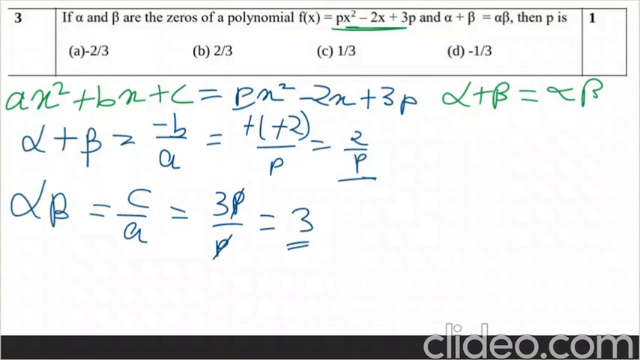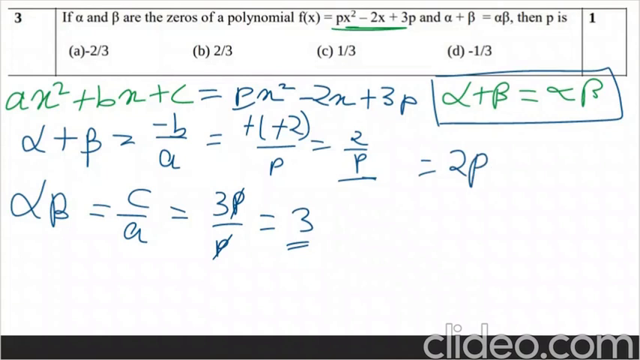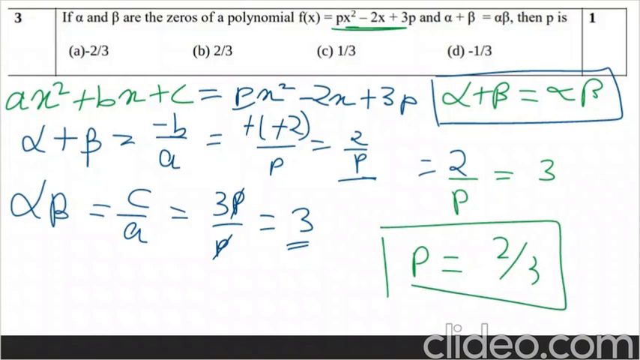Correct. Now, given that alpha plus beta is equal to alpha beta, so what will be my answer? It's 2 divided by p, right? Yeah. 2 divided by p will be equal to 3. So, what will be my value of p? p will go over, 2 will go over there, it will come 2 by 3. Hence, the value of p is 2 by 3, answer B. So, option number B is your right answer.